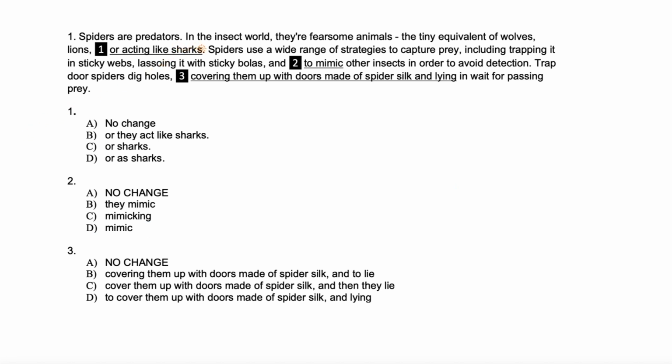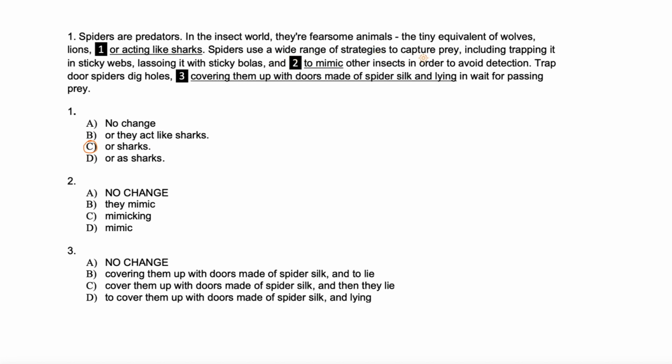Spiders are predators. In the insect world, they're fearsome animals, the tiny equivalent of wolves, lions, or sharks. You don't even need to look at the option choices. You have got noun over here, we should have a noun over here as well. So that is option choice C.